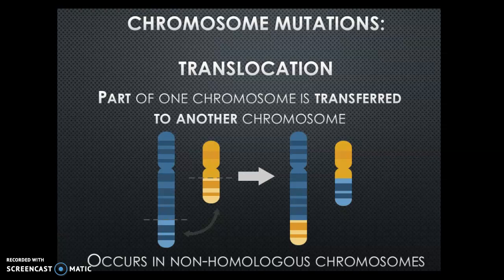So again, this will be in non-homologous chromosomes. Technically, it could be homologous chromosomes that's not an even trading.